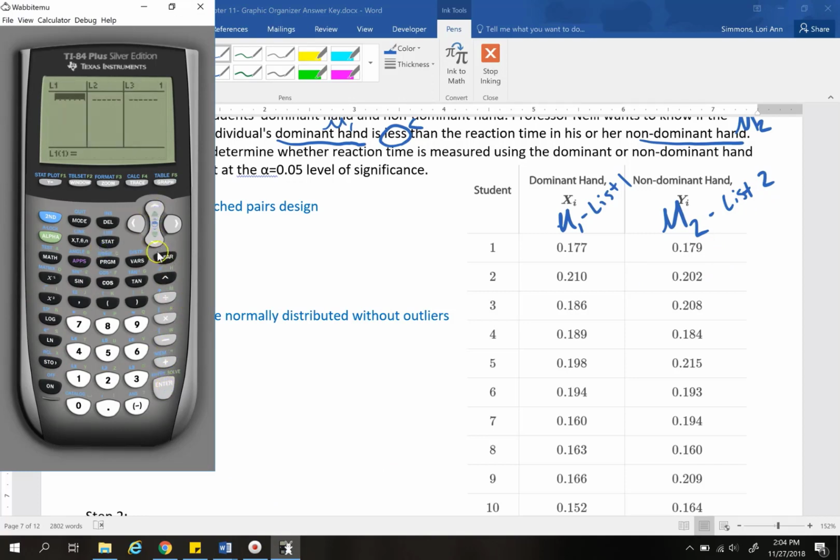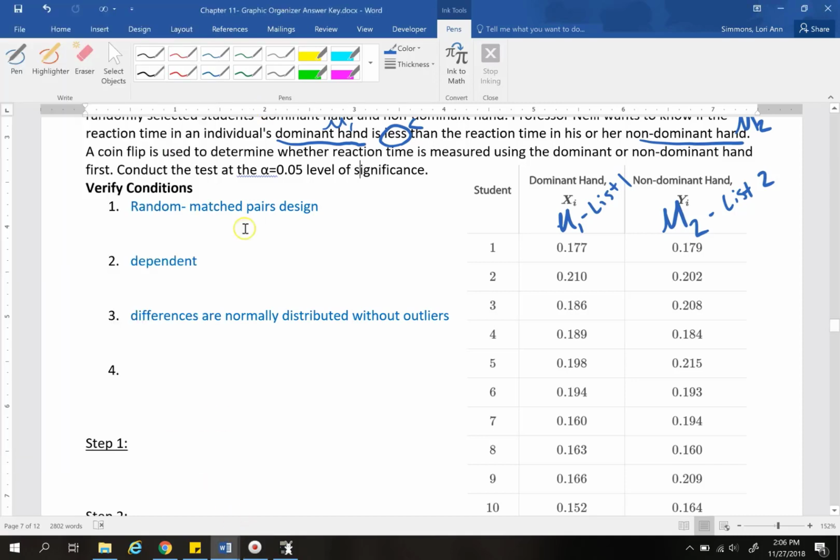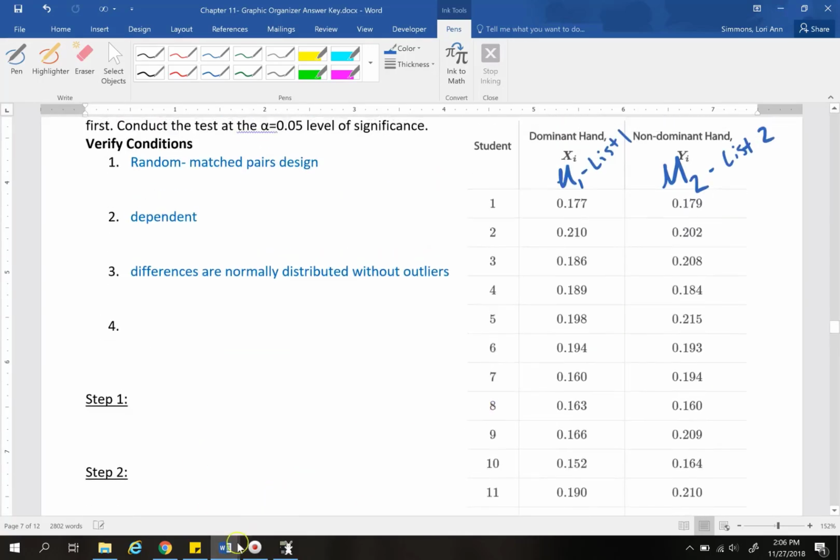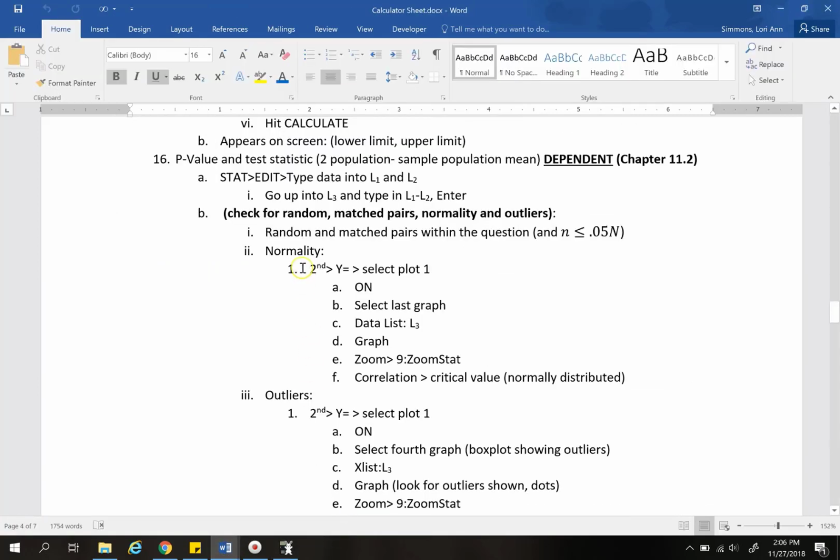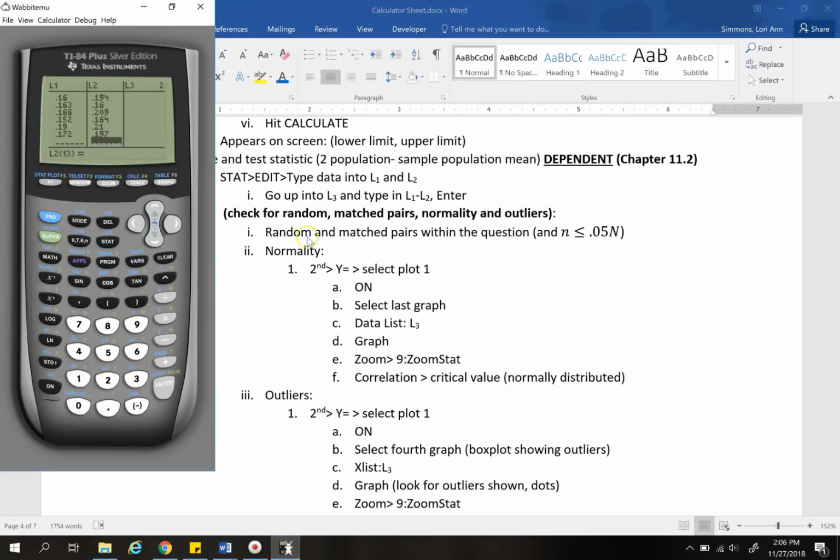Okay, I'm going to pause the video and put these into my calculator. Alright, I now have the data in the list. Right now we're just checking to see if it's normally distributed without outliers. Since n is 12, it's not greater than or equal to 30, so we have to make sure it's normally distributed.